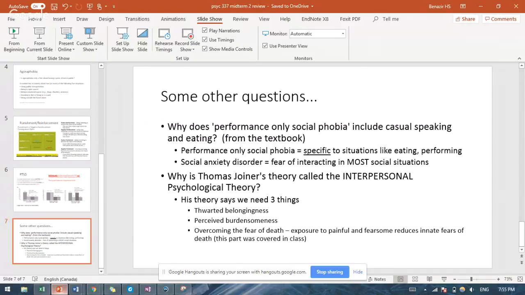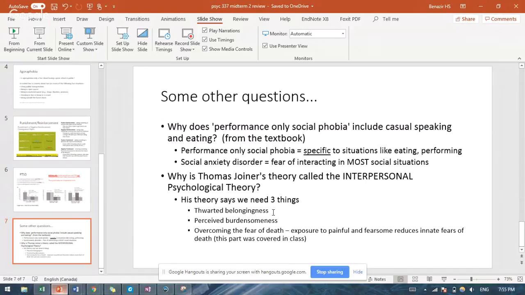I also got another question. Why is Thomas Joiner's theory called the interpersonal psychological theory? So his theory was discussing what people need to actually go through with suicide. In class, we talked about overcoming the fear of death. So people would expose themselves to painful and fearsome experiences to reduce innate fears of death. But his theory says that there are other things, and this is where the interpersonal comes from. It's a little bit out of scope about what we talked about, but this was thwarted belongingness and perceived burdensomeness.